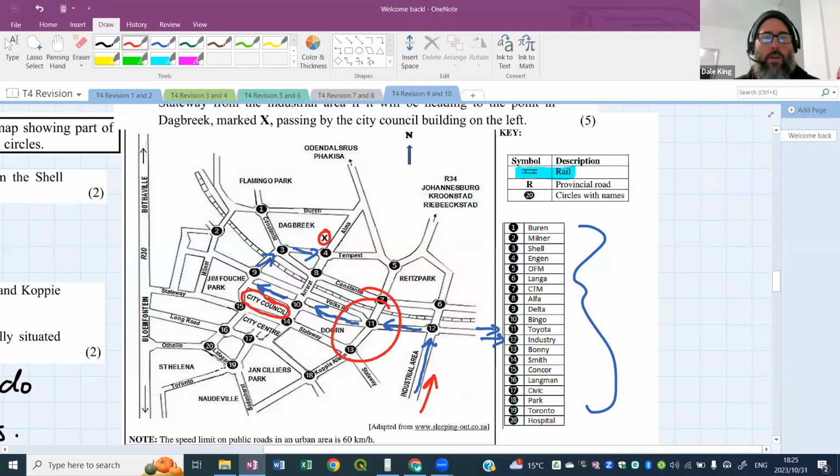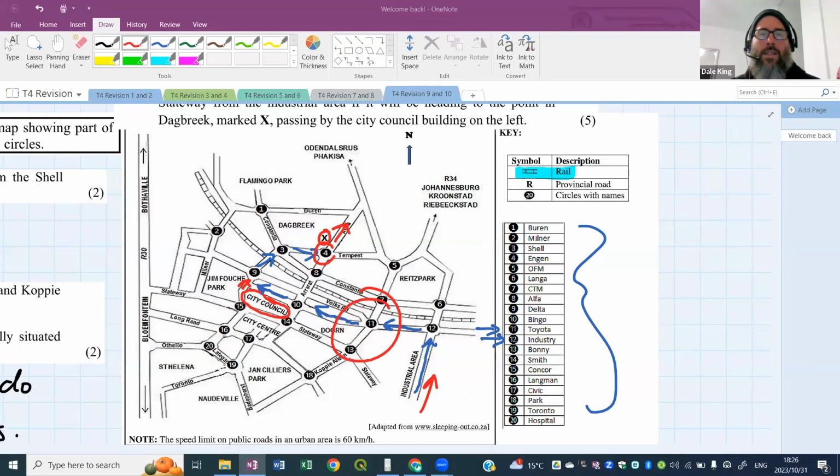You could use that word, past the city council building, and then turn right, head towards number 9, which is the Delta traffic circle, pass over the traffic circle or through the traffic circle. When you get to number 3, which is the Shell traffic circle, take your second left. When I say left, take your second exit, all right? But you'll be turning, it looks like you're turning right, and then you get to number 4, the engine traffic circle, the last one there, you will take your first left out of the traffic circle and pass Dagbrek on your left-hand side.